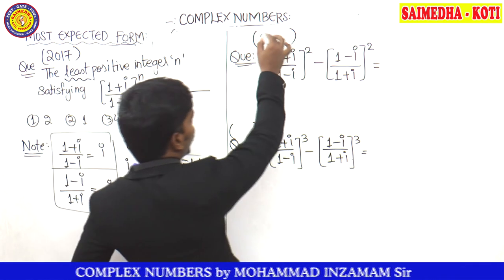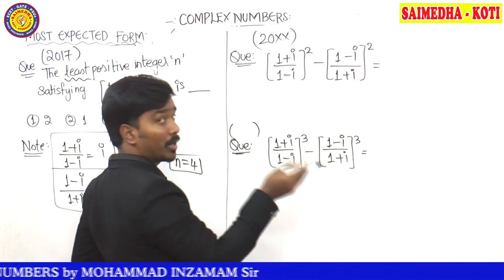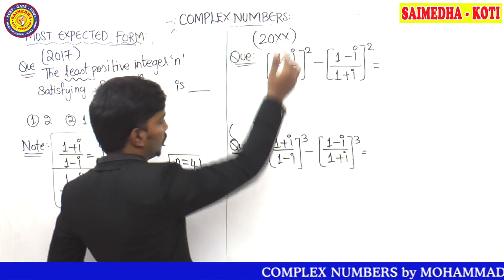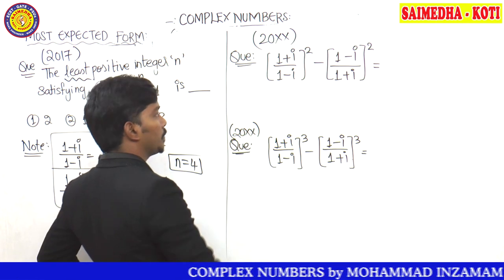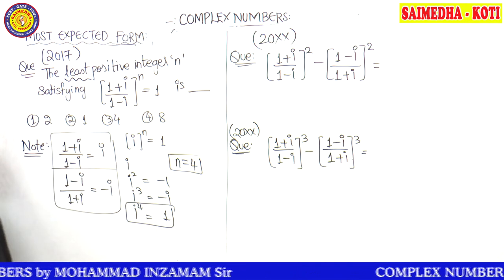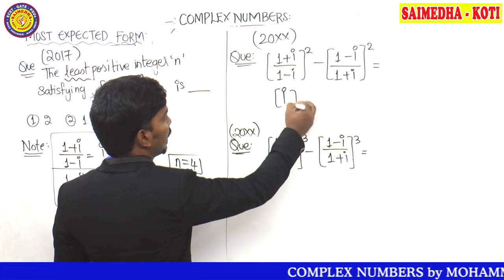Let's modify the question and try a similar type of question which is already there in the textbook. Let's try and practice that question. When this question is going to appear, you know very well, so try practicing this question. What is the formula for 1 plus i by 1 minus i? 1 plus i by 1 minus i is how much? i itself. So it is i square now.